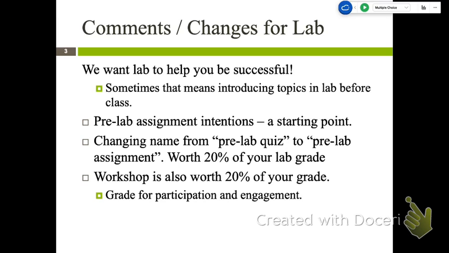And hopefully that'll help with some of the mindset moving forward. Other very brief comments?